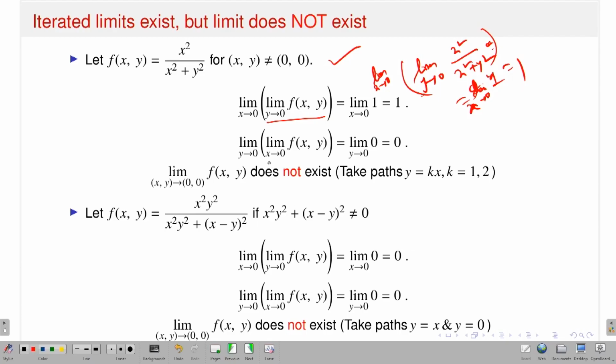What will happen in the other one? Suppose I take the limit as x approaches 0 first, then by looking at the function it goes to 0, and therefore the limit as y approaches 0 of that is 0. So therefore both iterated limits exist. The first one has value 1, the second one has value 0. But let's see whether the double limit exists or not.